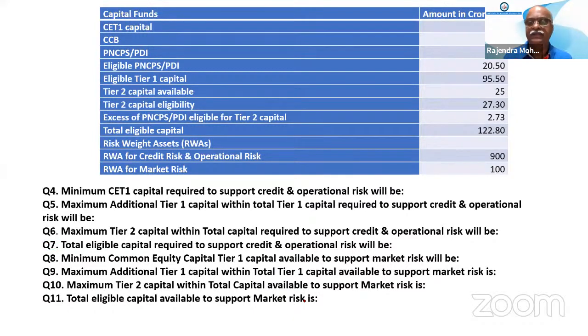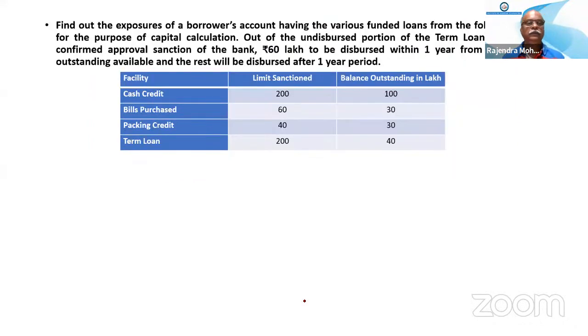Okay, I'm moving to the next question. Find out the exposures of the borrower's account having various funded loans from the following table for the purpose of capital calculation. Out of the undisbursed portion of the term loan, as per the confirmed sanction of the bank, 60 lakh is to be disbursed within 1 year from the date of outstanding, and the rest will be disbursed after 1 year. So simply, cash credit limit and outstanding are given, bill purchase limit and outstanding are given, packing credit is given, term loan is given. Here for the term loan, as per the confirmed sanction, 60 lakh is to be disbursed within 1 year and the rest after 1 year.